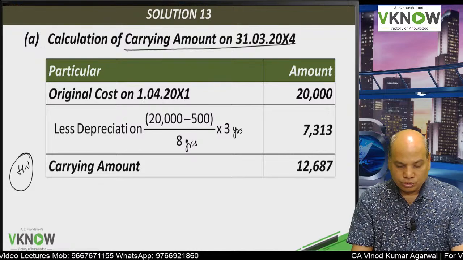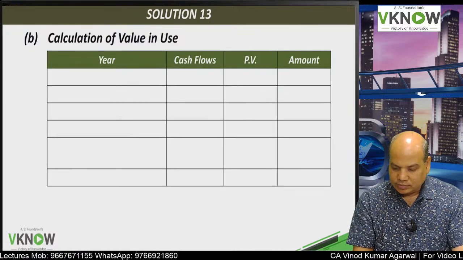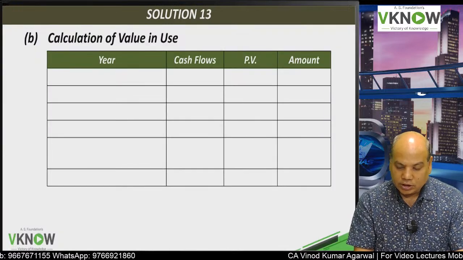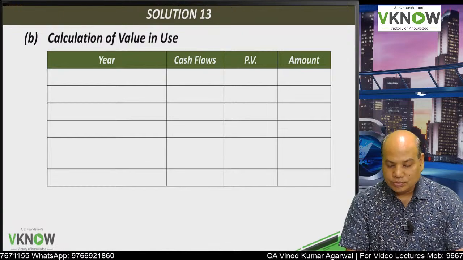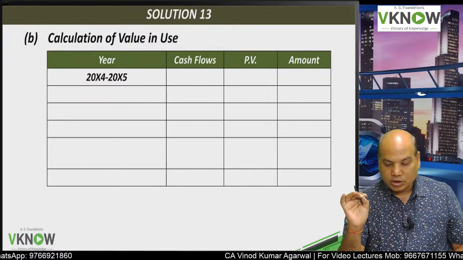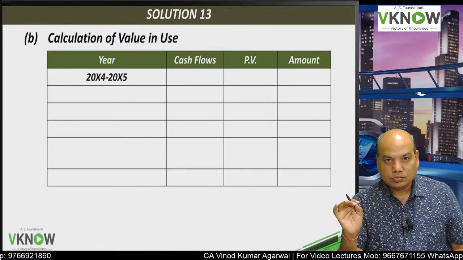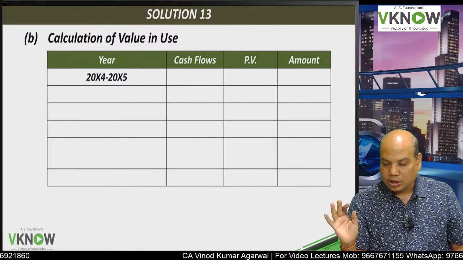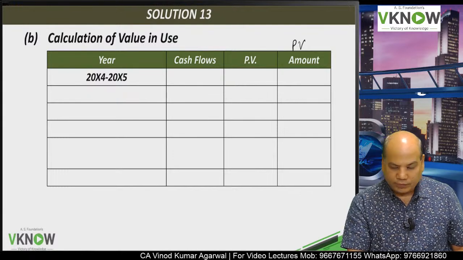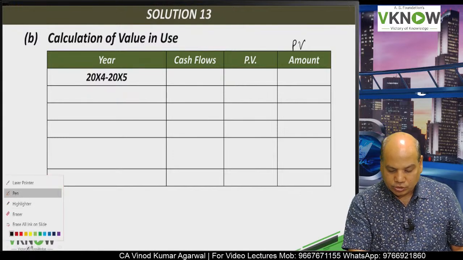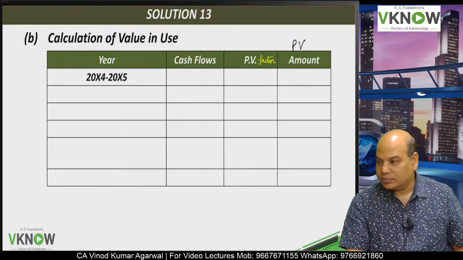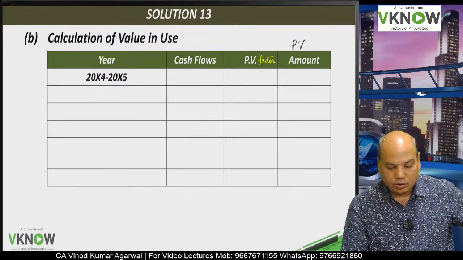Therefore, carrying amount 12687. First answer is carrying amount is 12687. After that we'll calculate value in use, and for that draw these 4 columns: year, cash flow, present value factor and present value amount. Third column is present value factor. Fourth column is present value amount.